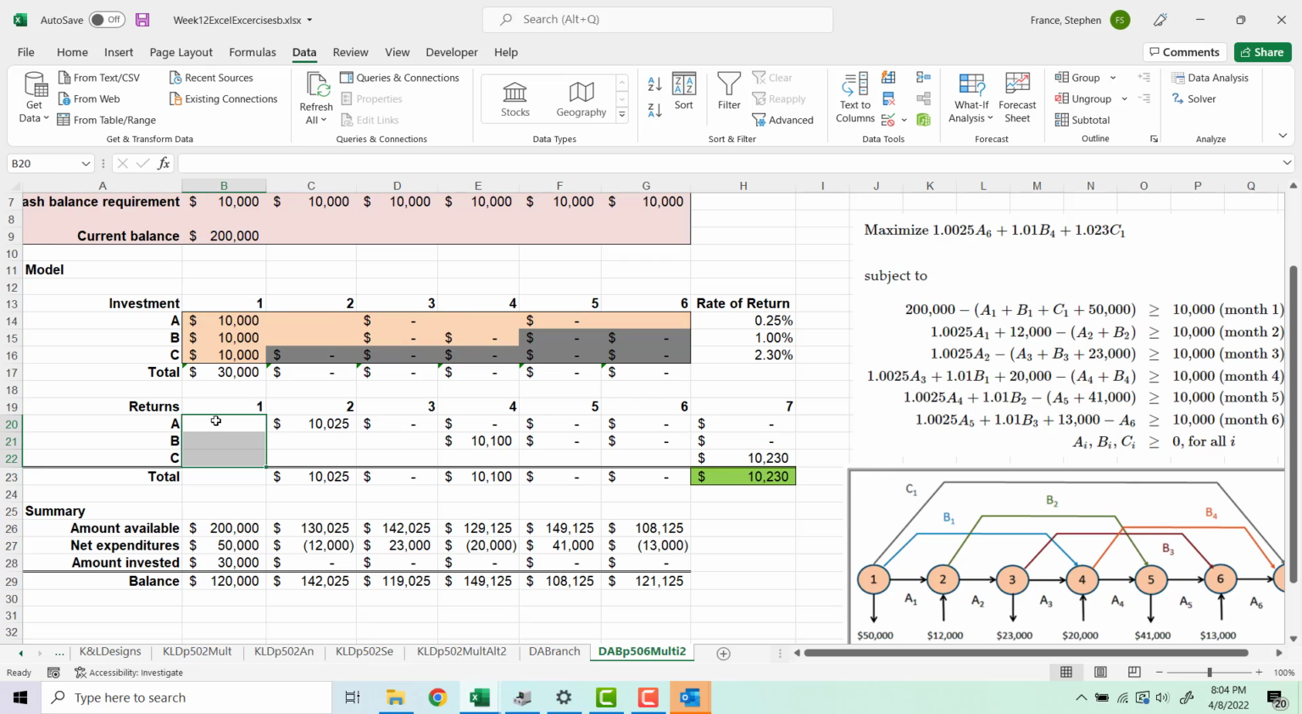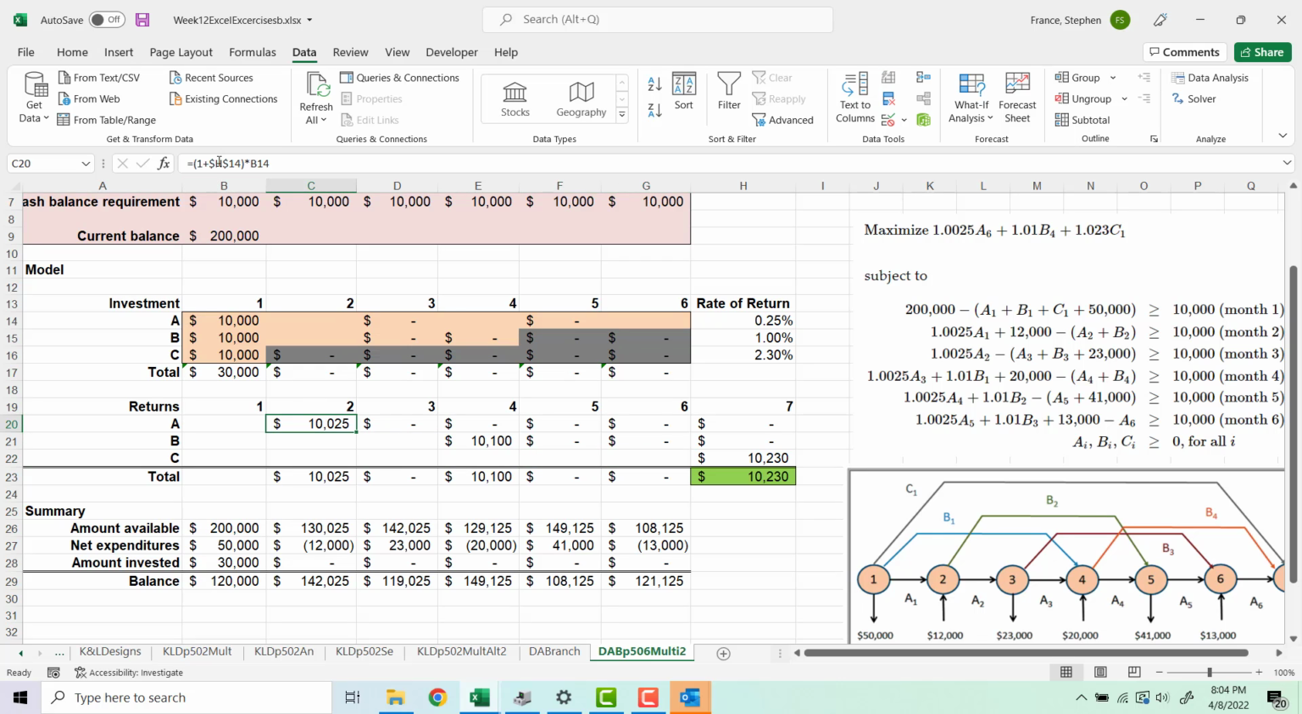Now notice that these cells are blank. That's simply because if you invest in period 1, you can't get a return in period 1, and period 1 is the first period you can invest in. If you invest in B in period 1, you can't get a return for 3 periods, so we're going to have no returns before period 4. And again in C, we don't get any return until period 7, after 6 periods.